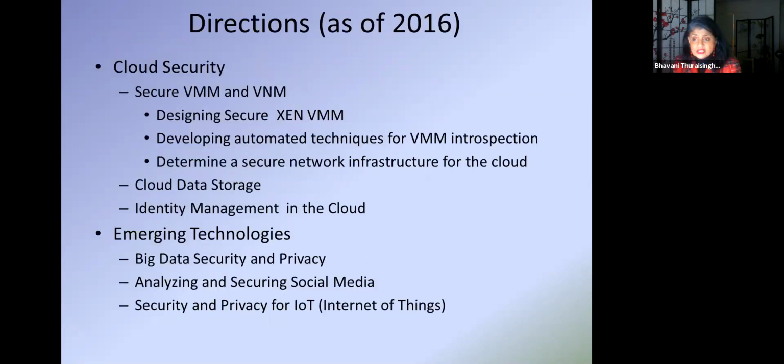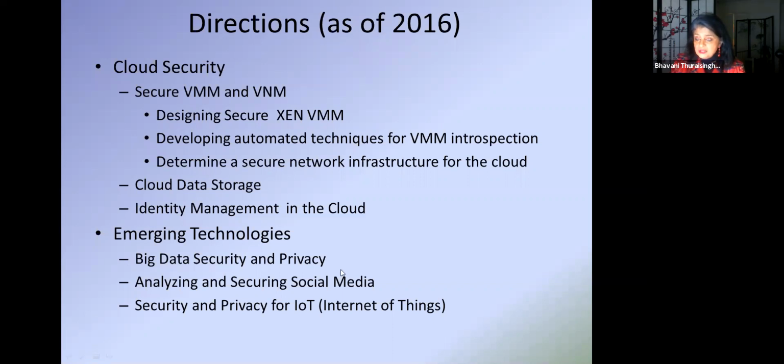And directions, these were the directions as of 2016. Cloud security, of course, we need to continue with the work, right? It's not by any means done. As new clouds are introduced, we've got to focus on secure virtual machine monitor, secure virtual network monitor, designing secure Xen virtual machine monitor and other types of virtual machine monitors, and develop automated techniques for virtual machine monitor introspection, hypervisor monitoring, right? I showed a picture earlier. Determine a secure network infrastructure for the cloud, data storage, identity management in the cloud, and some of the emerging technologies.